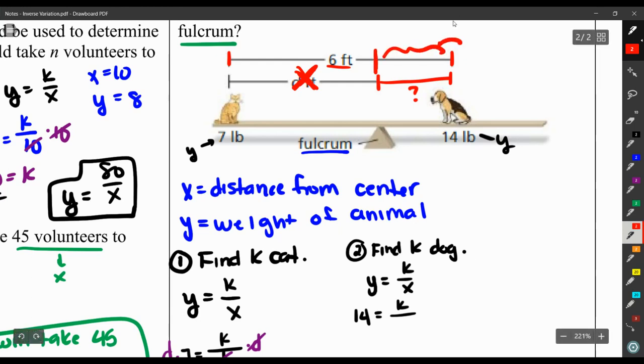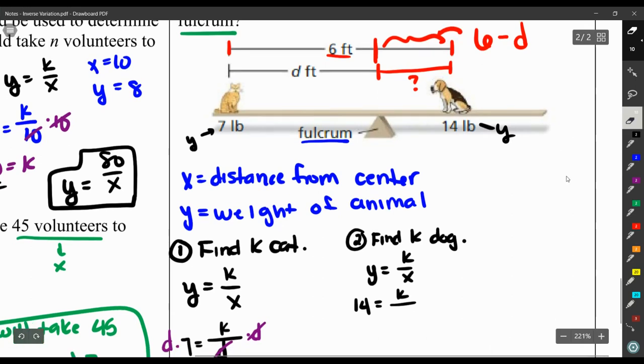So that piece here is actually the whole distance between the cat and the dog minus the distance the cat is away, because this is the part that I don't really care about right now. I just want to know how far is the dog from the center, not how far is the dog from the cat. So I need to do 6 minus d. So for the dog's case, the x value is actually 6 minus d.